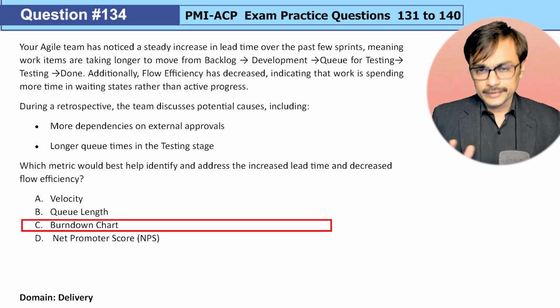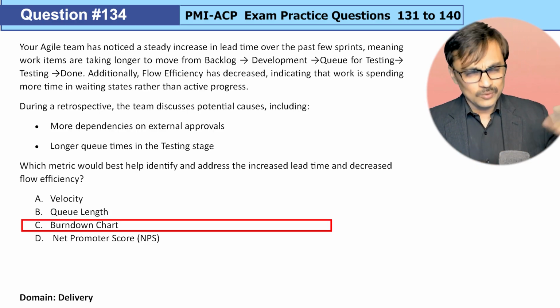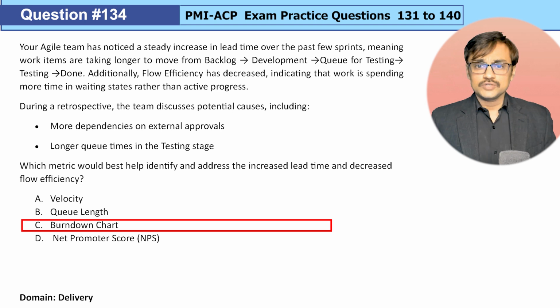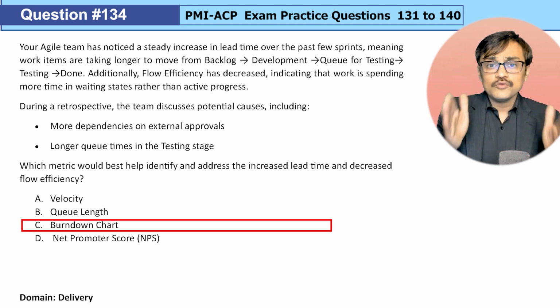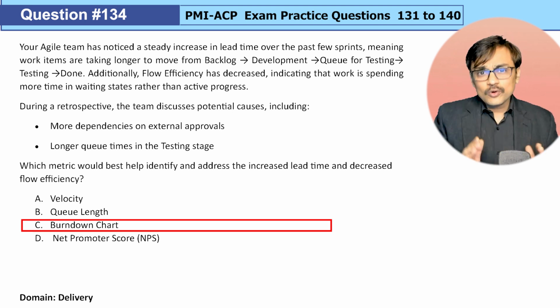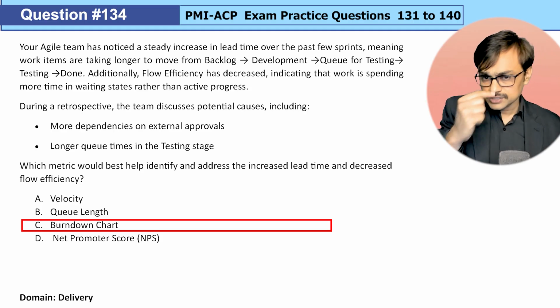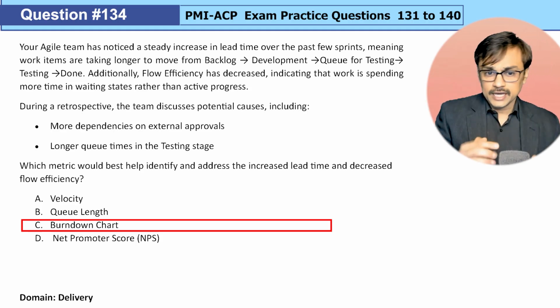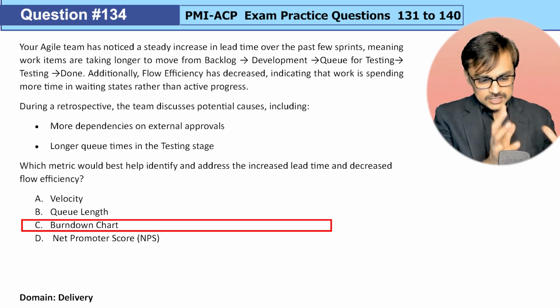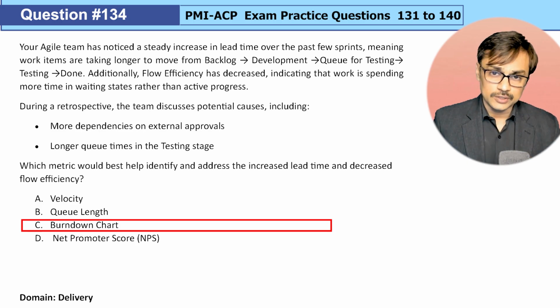Burndown chart, not at all related here. Burndown chart and velocity are more like Scrum level metrics. Burndown chart is basically focusing on how much we want to do and where we are. So it's more like tracking the schedule. It's not about tracking a particular work item's finishing time. It is more like tracking this much amount of work we wanted to do. Have we done it or not?